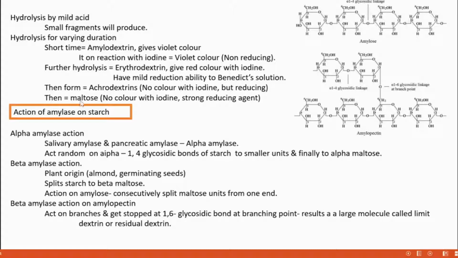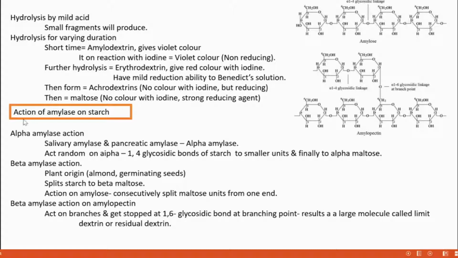react with the iodine. Then, even then, if we continue hydrolysis, the next product formed is maltose. And maltose is formed by the combination of two glucose units. Here, as the chain is not that long, it cannot give a blue color or any reaction with iodine, and as free aldehyde groups are available, it is a strong reducing agent also.